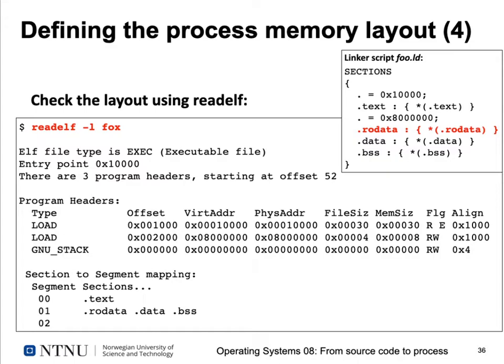And if we look at the section to segment mapping, we see that these sections of our ELF file that are in a contiguous memory region, so RO data and data and BSS, are actually merged together in this ELF segment 1 that we see here, whereas text, which is in a different address range, is put in its own segment of our ELF file, which is the first one up here.